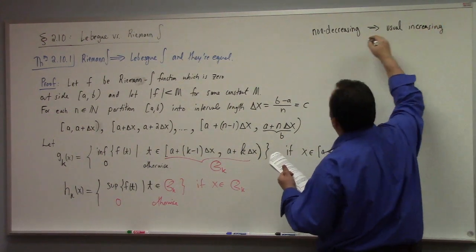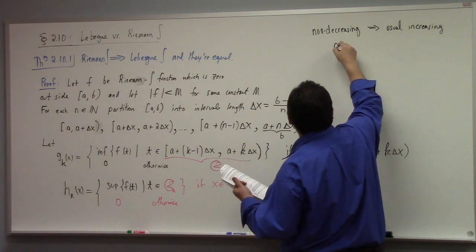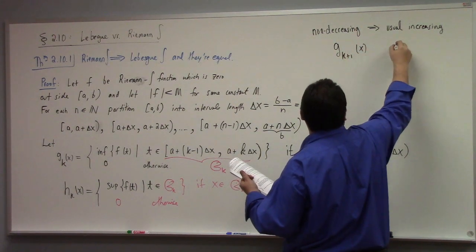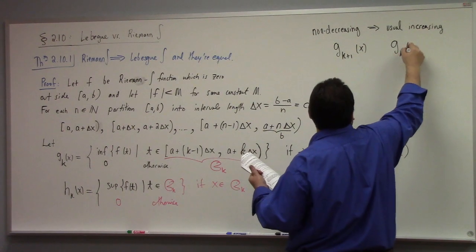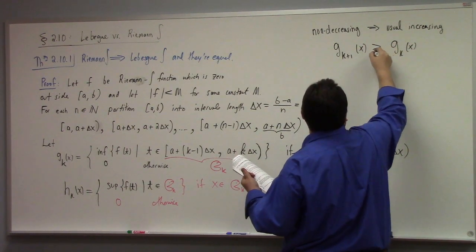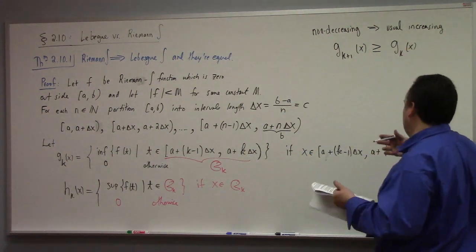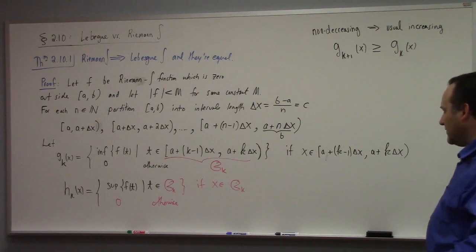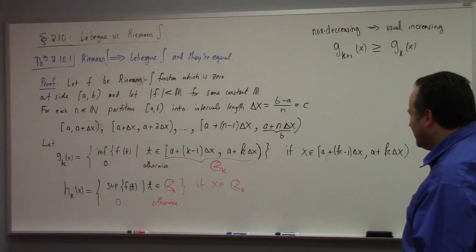Which to me then means that, since we're talking about a sequence, it should mean that g sub k plus 1 of x, how does it relate to g sub k of x? It should be greater than or equal to. Right, great, yeah, exactly. Greater than or equal to is the usual. Why is it that if we put k plus 1 versus k, is that clear?